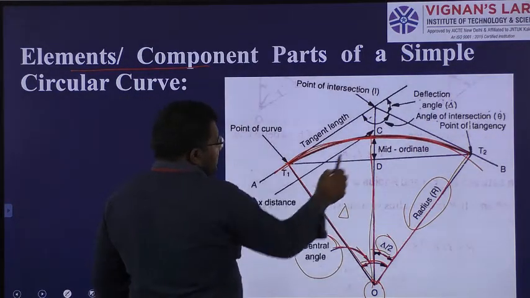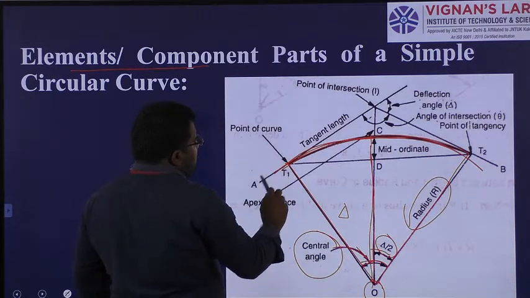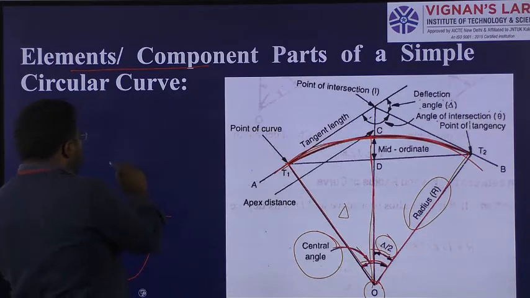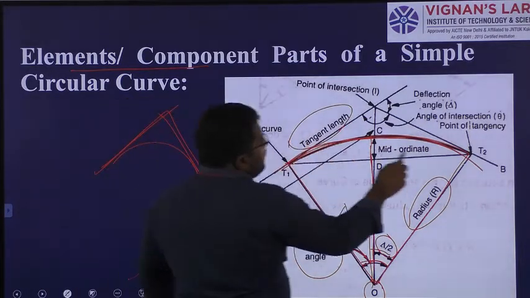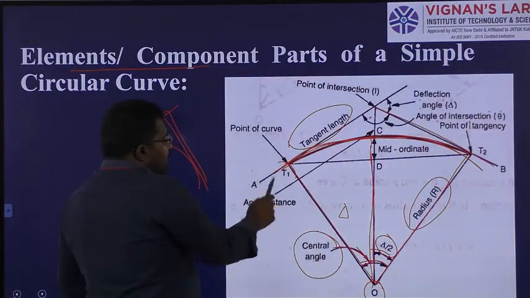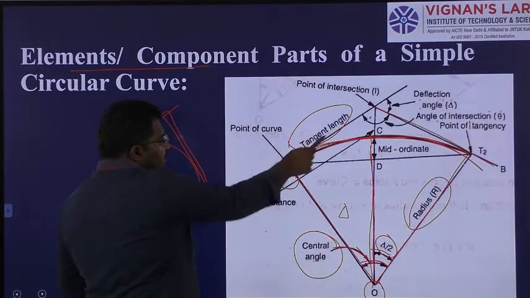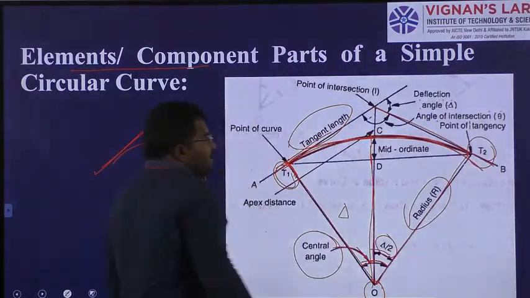Now from here you draw a straight line, right? So again here we are going to have the two tangents. If this is the curve and you are drawing the tangents to this curve, these are called the tangents. This is the total tangent distance. This is another tangent. The point where it touches the tangent is called T1, and on the other side where it touches is T2.